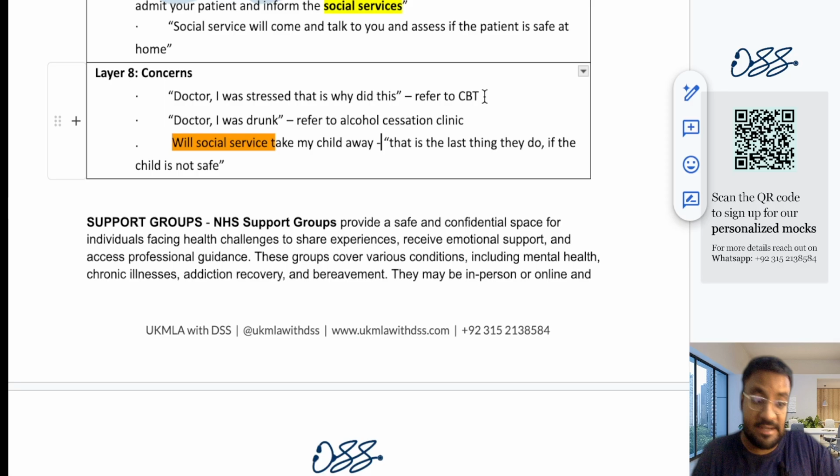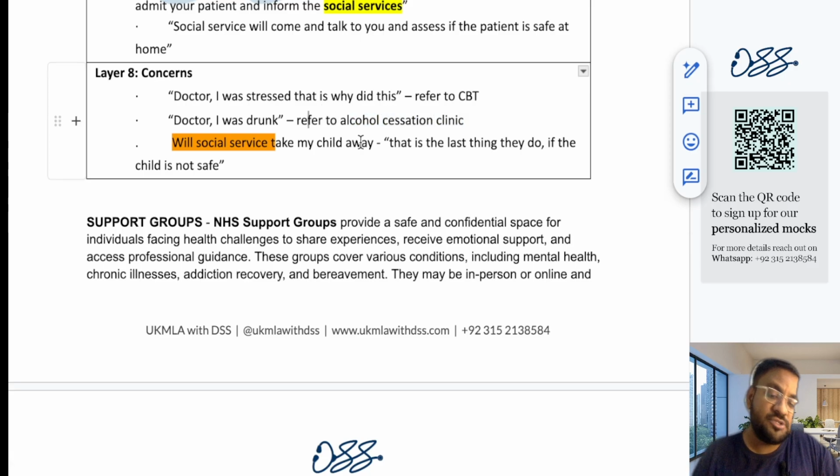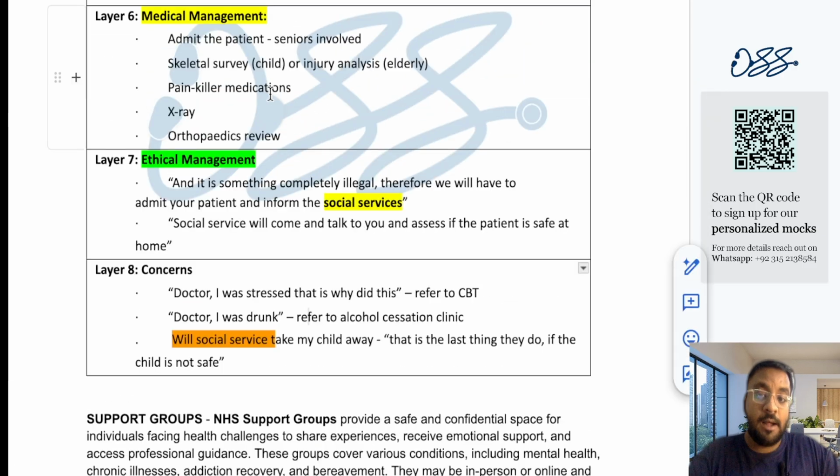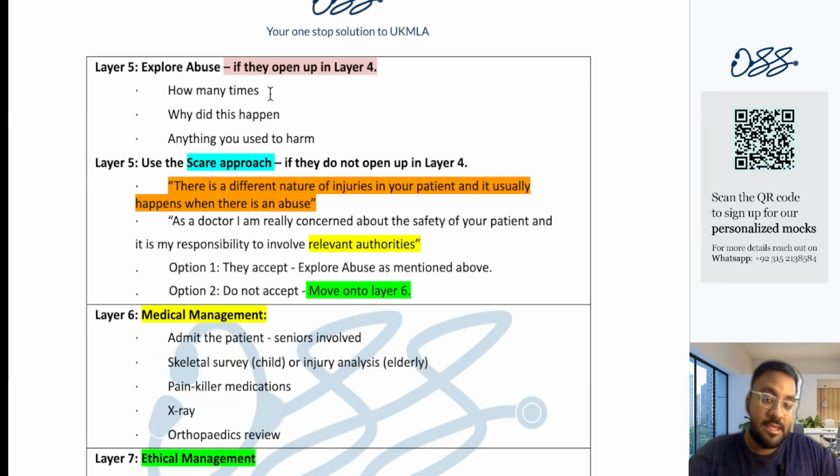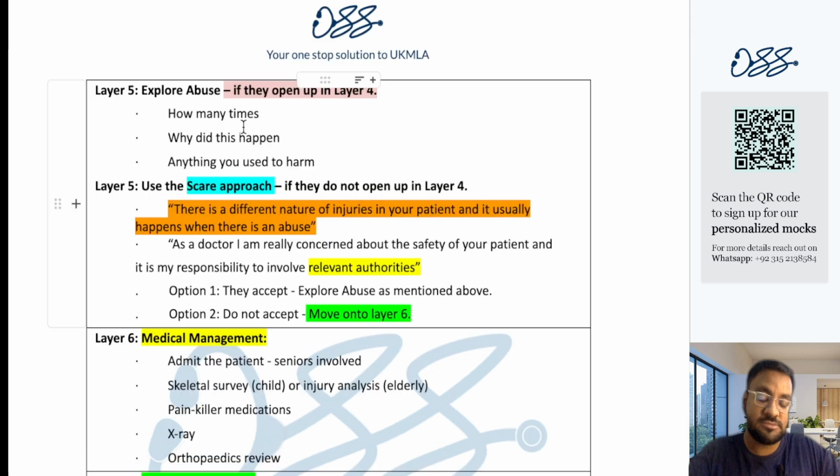Okay, if they are having mental stress, if they are having a mental health illness, refer them to CBT. And then if they say, doctor, I was drunk, then refer them to an alcohol cessation clinic. Okay, so the concern depends on case to case, on what the reason for the abuse was, and whether or not they are agreeing that yes, they did abuse, or somebody did abuse the child. So it really depends on scenario to scenario.